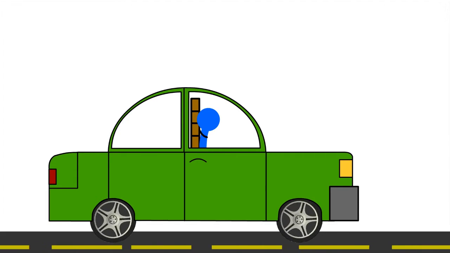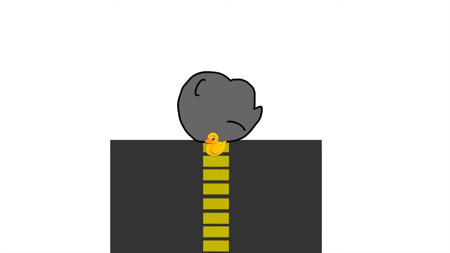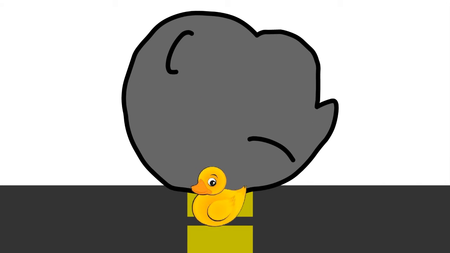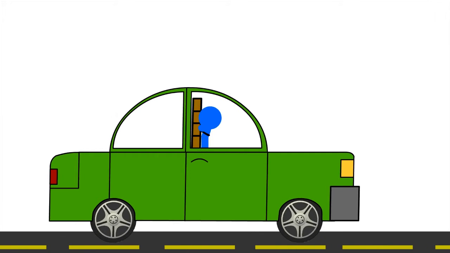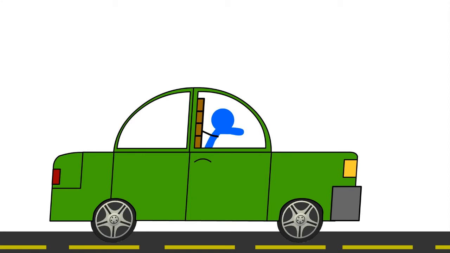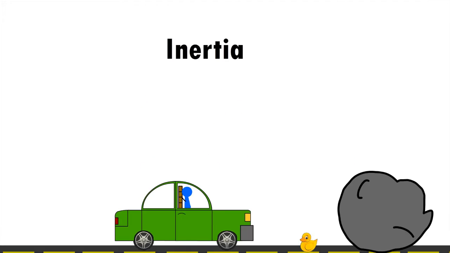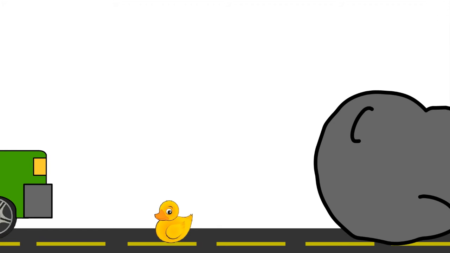Now let's consider this example. As the car moves, the driver also moves. Now suddenly, there is a rubber duck and a huge rock obstructing the road. Don't ask why, just roll with it. The driver suddenly steps on the brake to stop the car. The sudden change in state in motion shows inertia as the driver continues to move in his seat as the car stops. In order to stop the driver from continuing to move forward, his seatbelt holds him in place as the car stops.